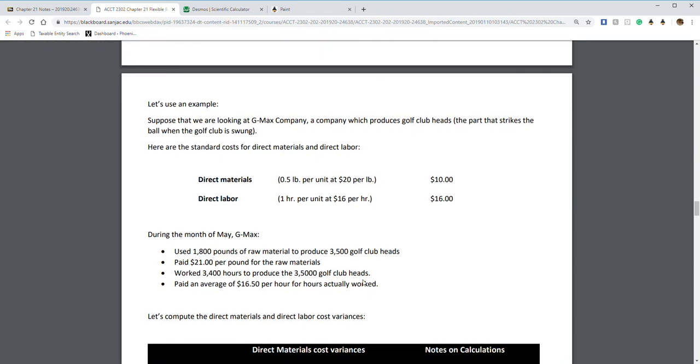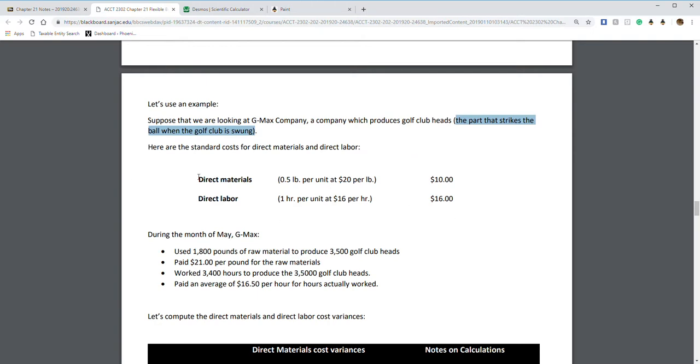So let's dive in, and we're going to go from the problem that just gave us the standard card, and we're going to actually do these formulas based on GMAX company. This one produces golf club heads. If you happen to not know what a golf club head is, here's what one is. Don't worry, you're not going to be tested on what a golf club head is.